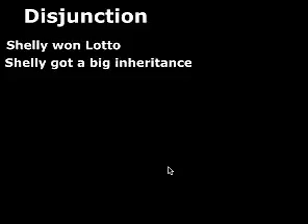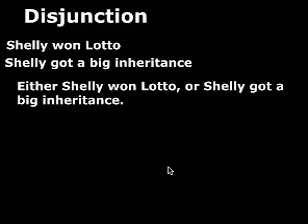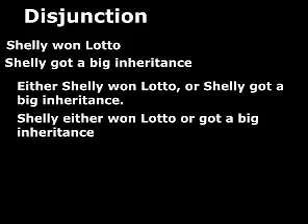Let's move on to disjunction. So here's two atomic statements. Shelley won lotto, Shelley got a big inheritance. And I can put these together into a disjunction. Either Shelley won lotto or Shelley got a big inheritance. Or I could state this another way. Shelley either won lotto or got a big inheritance.